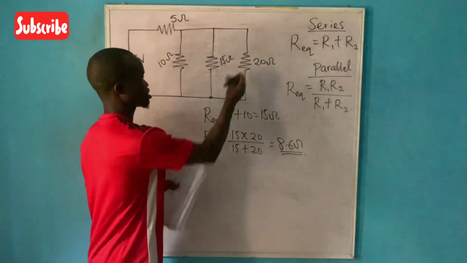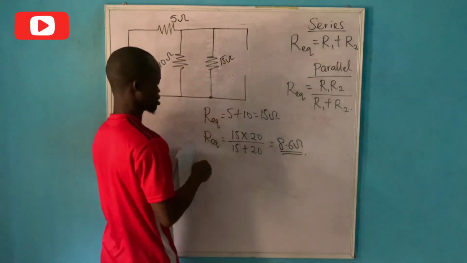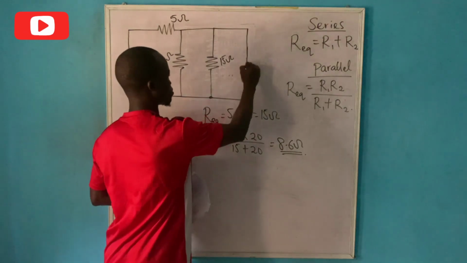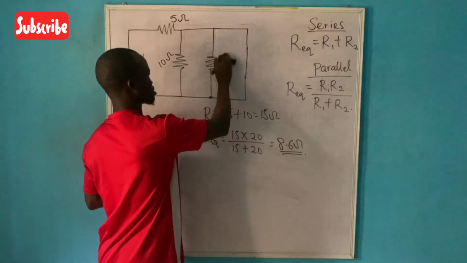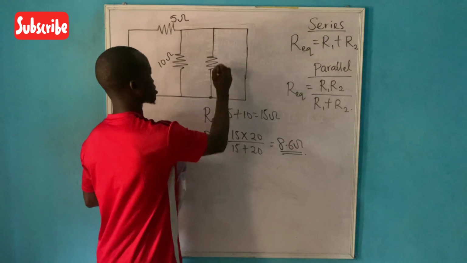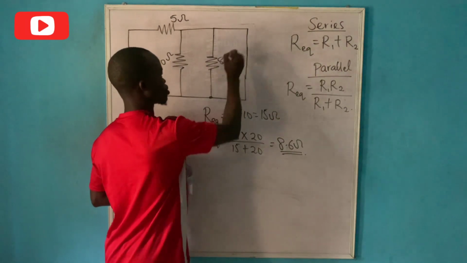It means we don't have resistance here anymore. We can clean here, and also we can clean this. The equivalence now is 8.6 ohms.